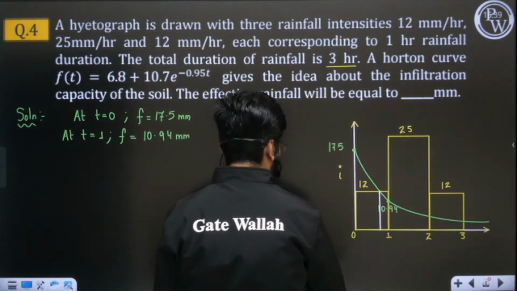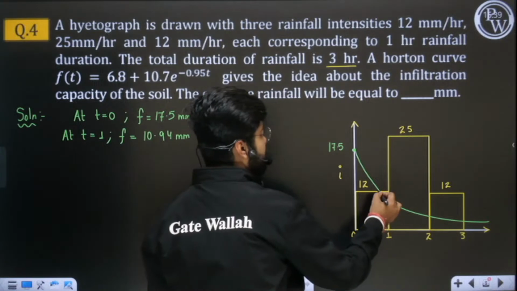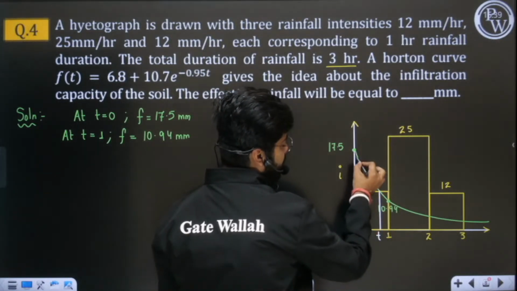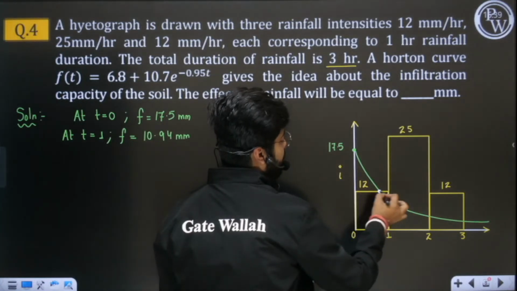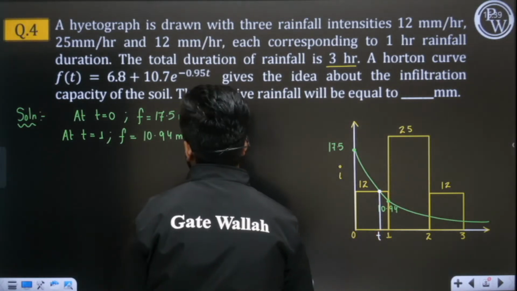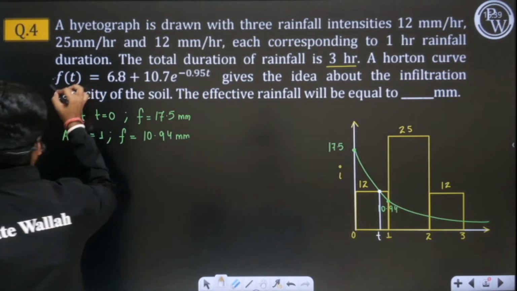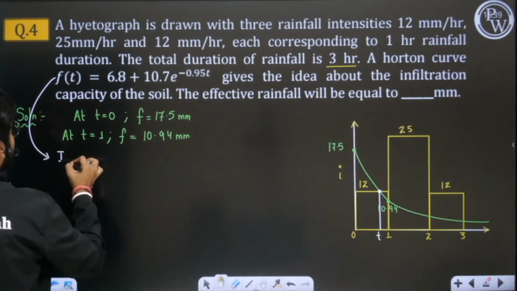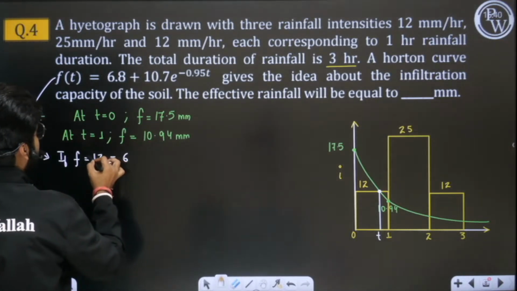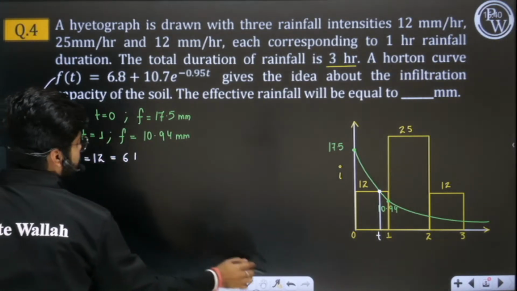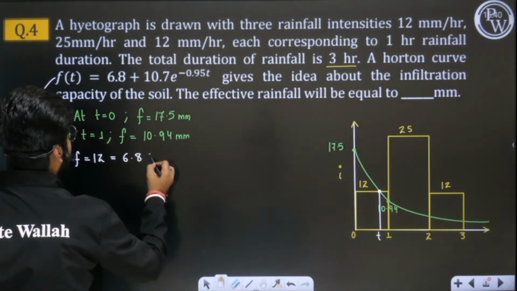So how will we do that? We have to find at what time this graph has a value of 12. See, this is 12. So we'll put the value of 12 here. If f is equal to 12, then what is the value of time?